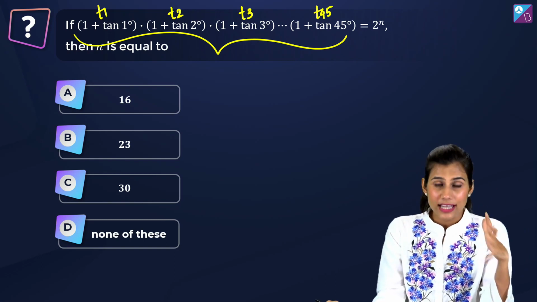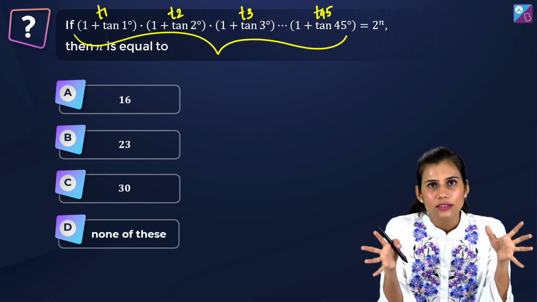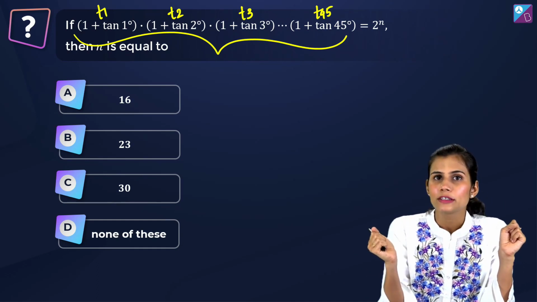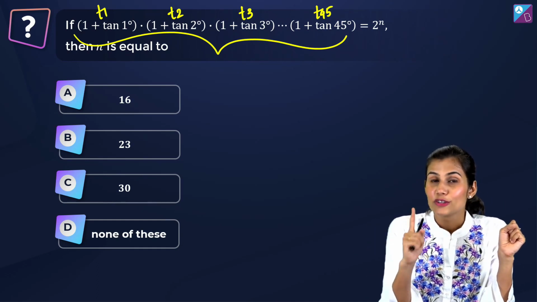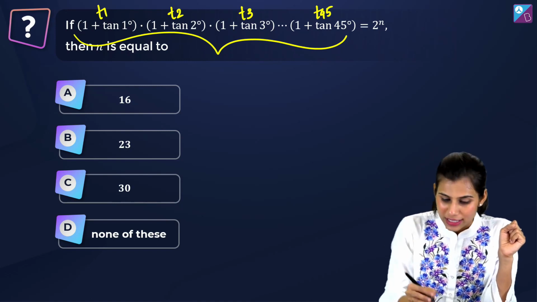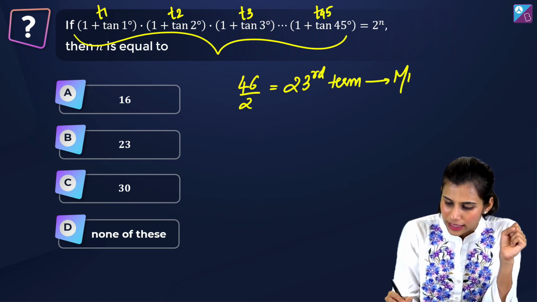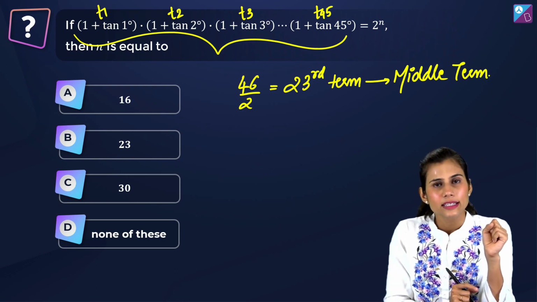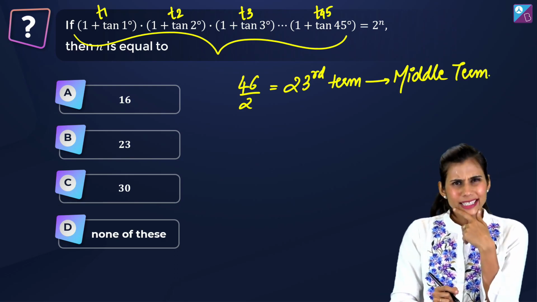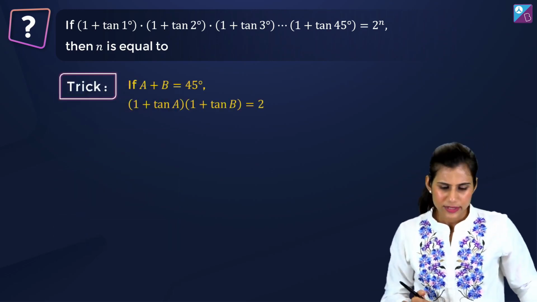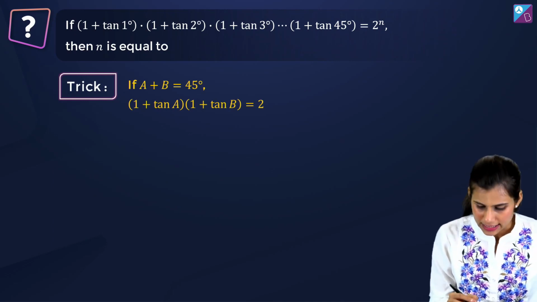So here again, just like the first question, you have product of a lot of terms. How many? 45. What will be the middle term? Again, 45 is odd. So 45 plus 1 by 2, right? So 46 by 2, that means 23rd term will be the middle term. Correct? Okay, but do we need that over here in this question? Let's see. Let me write a few terms here and then I'm going to discuss this further with you.